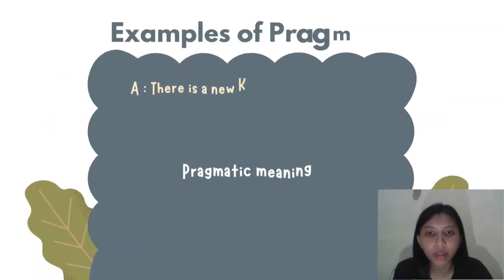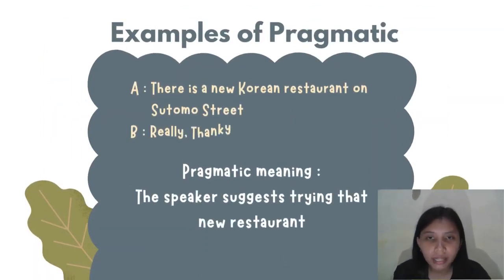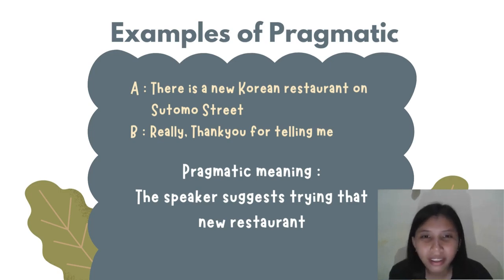Another example of pragmatics. So here is a short conversation, like the semantic example before. The speaker says, "There's a new Korean restaurant on Sutomo Street." And then the hearer replies, "Really? Thank you for telling me." So while in semantic meaning, maybe the speaker just wants to give information that there is a new Korean restaurant on Sutomo Street. But in pragmatic meaning, maybe the speaker suggests trying that new restaurant.